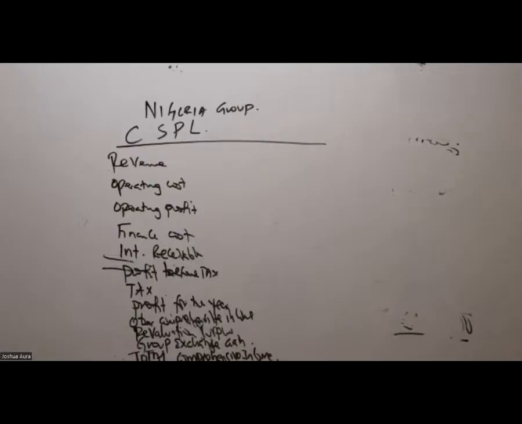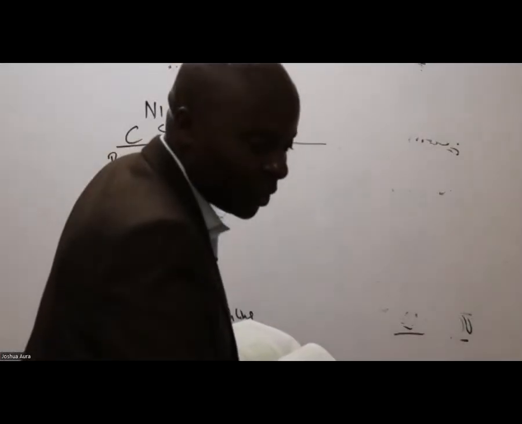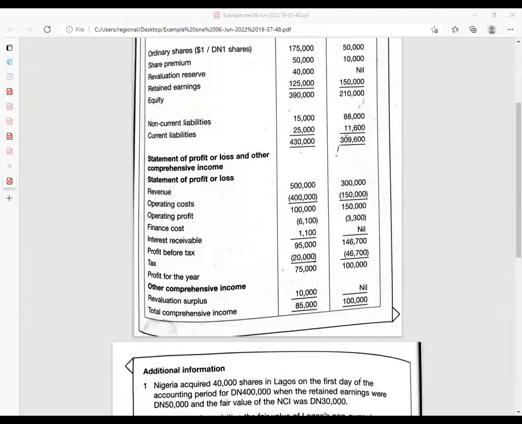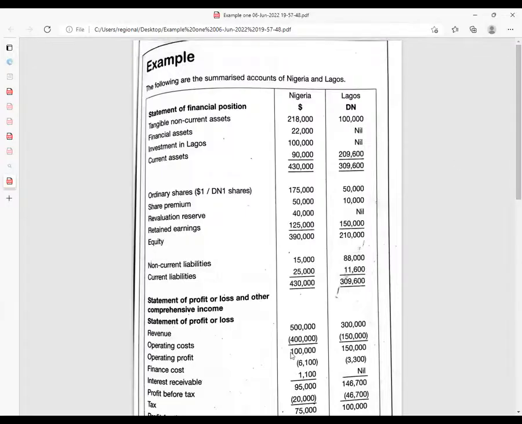Thank you very much. So we start with revenue. Revenue, free marks. I'll pick the one of 500,000, plus this 300,000. Remember, this 300,000 is in DN, so I need to change this. How do I exchange this 300,000 to dollars? Which rate should I use?